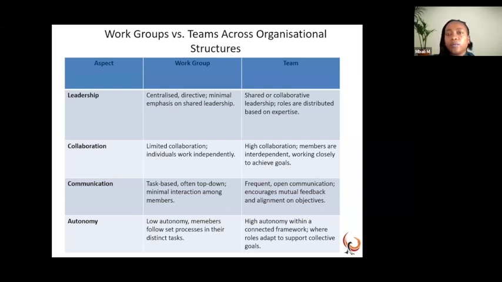which is different compared to the frequent communication in teams, because mutual feedback is encouraged. We need to always check on the alignment of our objectives. And then when we look at autonomy, it is very low in work groups, and members here just follow the set processes and procedures, rules and regulations, all of that. But when it comes to teams, teams can decide how they distribute the work depending on the project at hand. They can decide how they're going to communicate, how they carry out the task, and so forth. So really the roles here adapt to support the collective goals that they have.